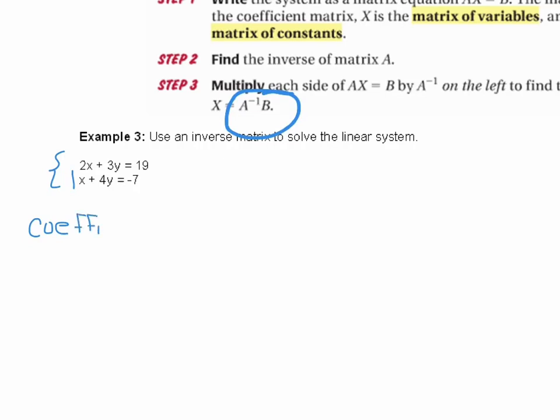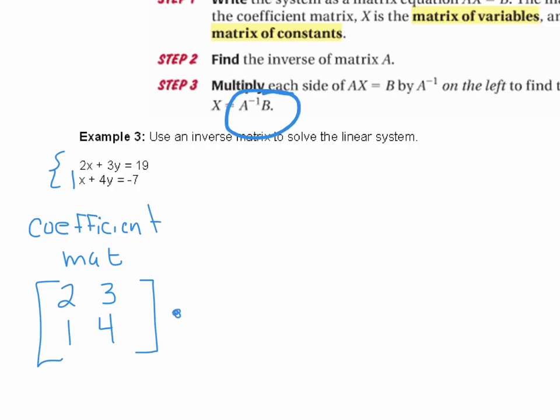The first part of your matrix equation is what we call your coefficient matrix. And it's comprised of none other than your coefficients on the left-hand side. So to build your coefficient matrix, you're just going to grab your coefficients, which were 2, 3, 1, and 4.